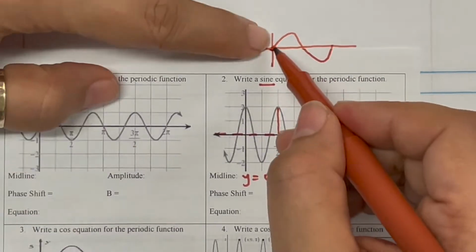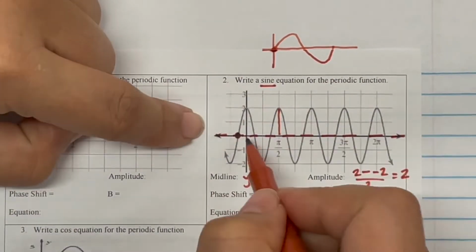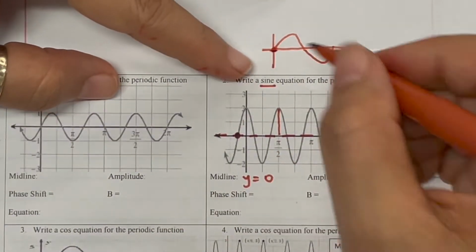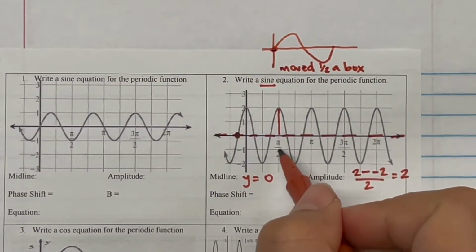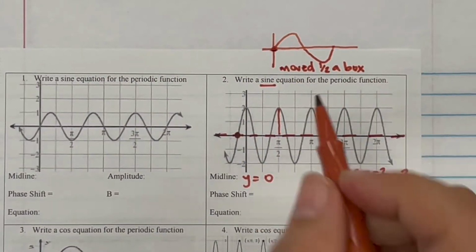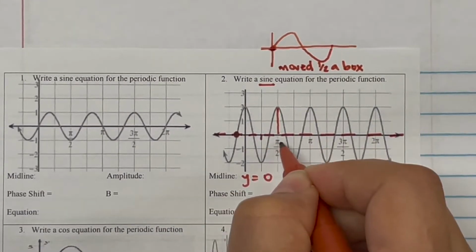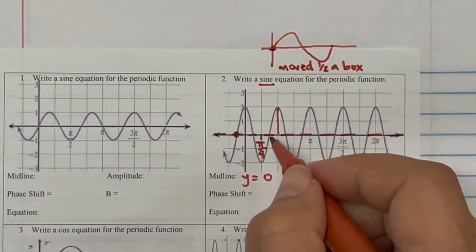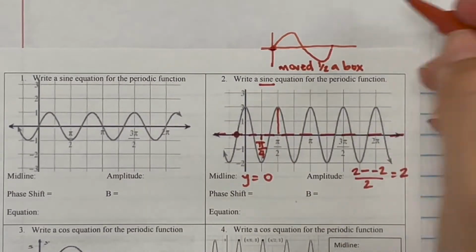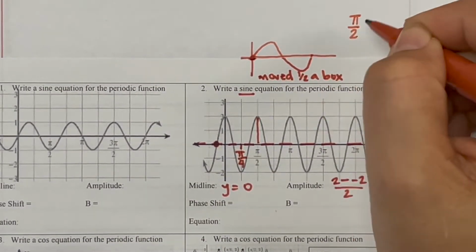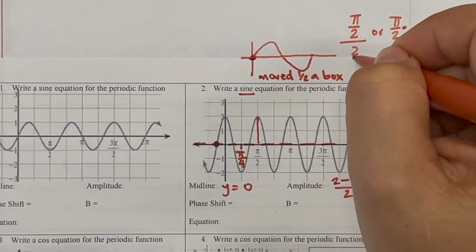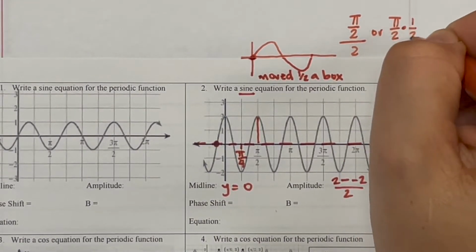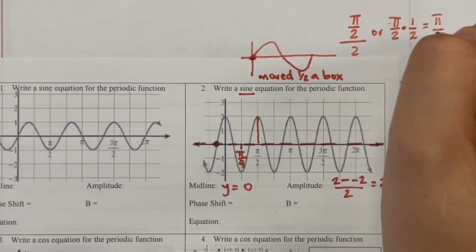You can move either direction, so you can actually turn out to have a different equation than I do. But I'm going to pick this as what it's been moved. So it's been moved left half a box. So I need to determine what half a box is. If 2 boxes is pi over 2, half of that is pi over 4. Half of that is going to be pi over 8. I'll do the math here. What I am doing is dividing it by 2 each time. So if I divide by 2, I can multiply by the reciprocal.